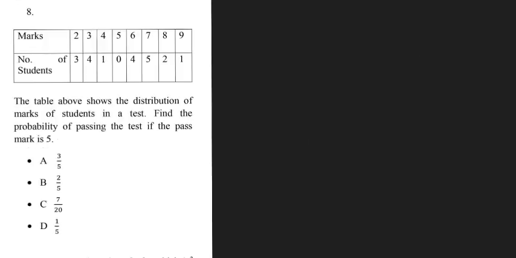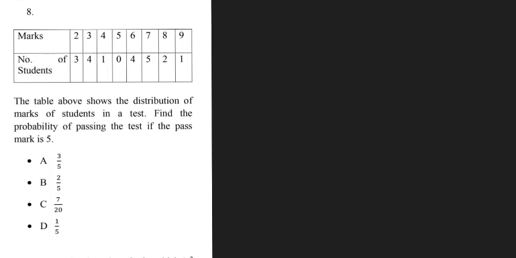Alright, question 8. We have a table here. The question says, the table above shows the distribution of marks of students in a test. Find the probability of passing the test if the pass mark is 5. So now, if you have anything below 5, you have failed the test. But if you have anything above 5, it's actually a pass mark.